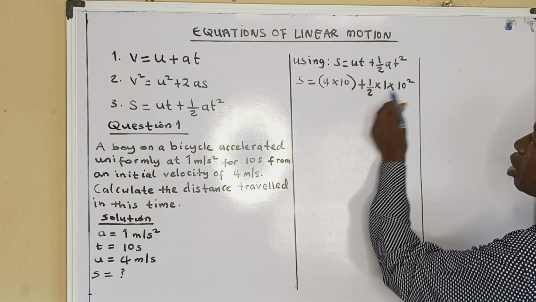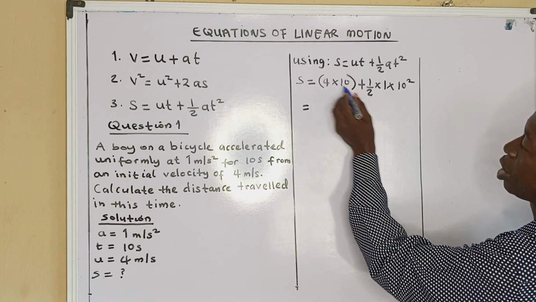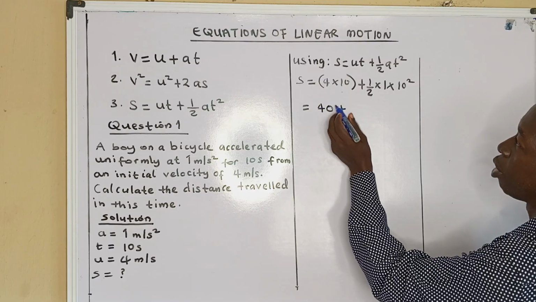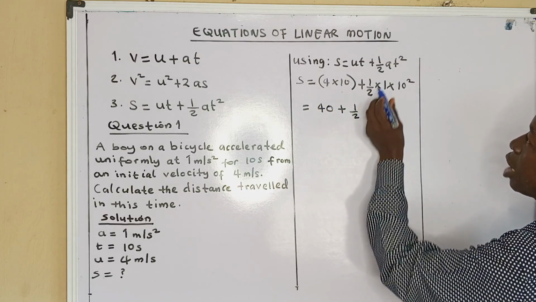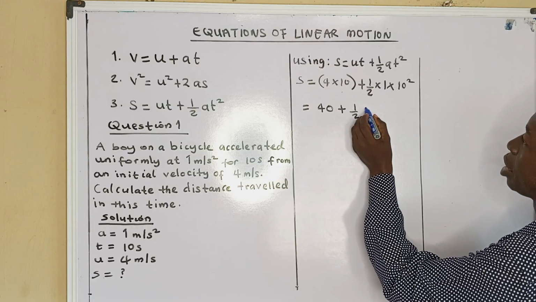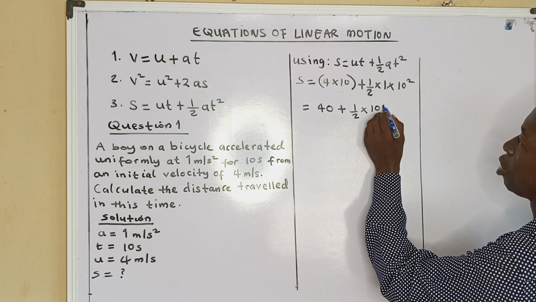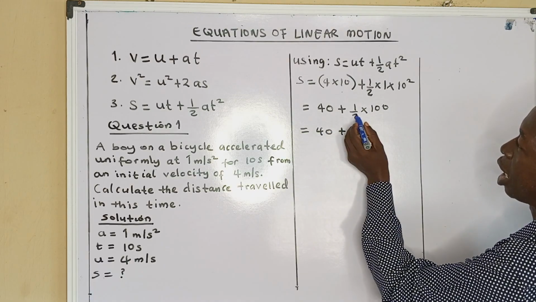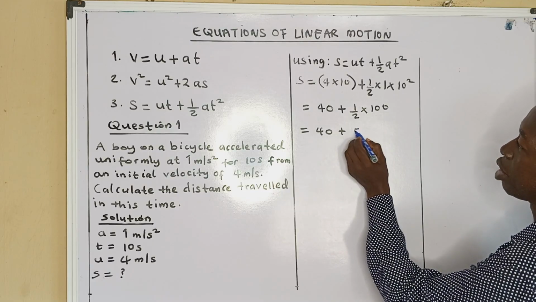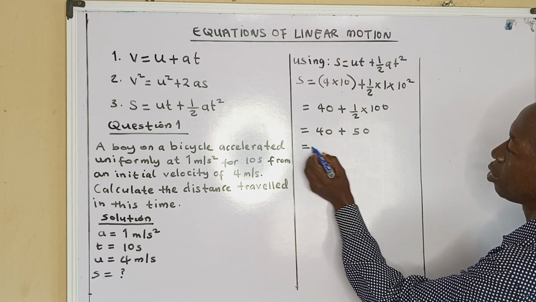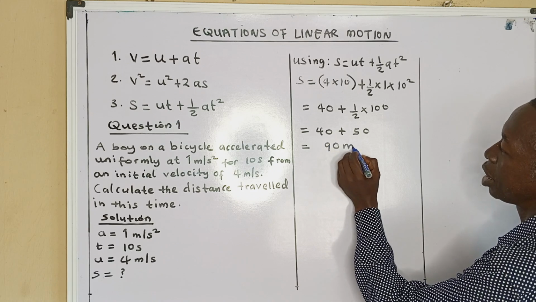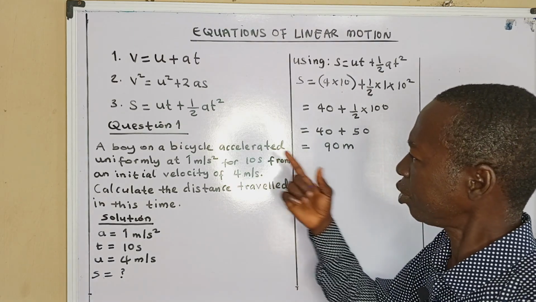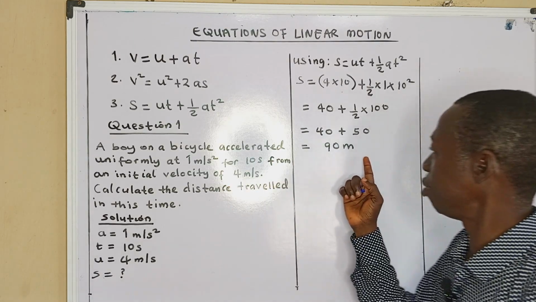So 10 squared. So that becomes 4 times 10 is 40. Then plus half times 1, that's a half, then times 10 squared, that is 100. So that becomes 40 plus half of 100 is 50. And when I add that together, I have my 90 meters. So the distance traveled by this boy on his bicycle is 90 meters.